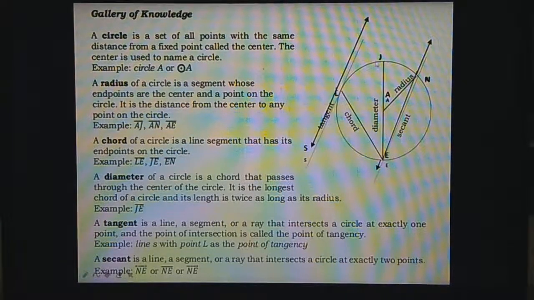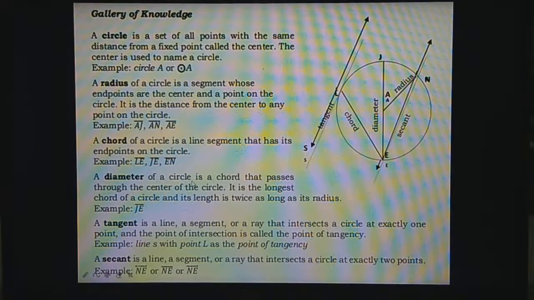Another one, we have JE. So, J to E. That is a chord. And another chord is EN. So, from E to N. That is another chord. Next one is a diameter.